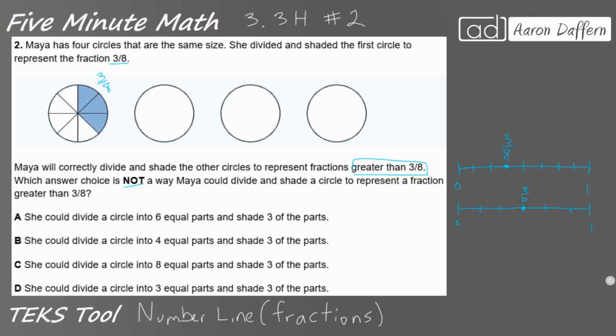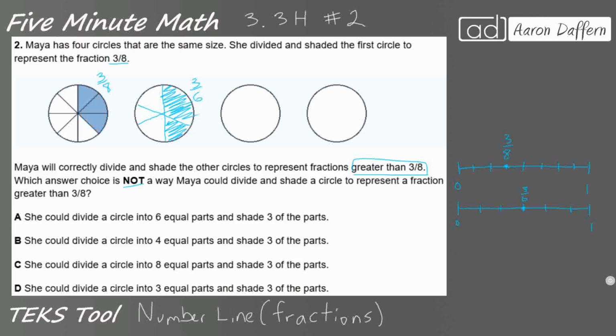Is that 3/6 greater than 3/8? Yes. So we can represent that here. Kind of do it like this. And then I'm going to shade in 1, 2, 3. Yep, that's definitely greater than 3/8.